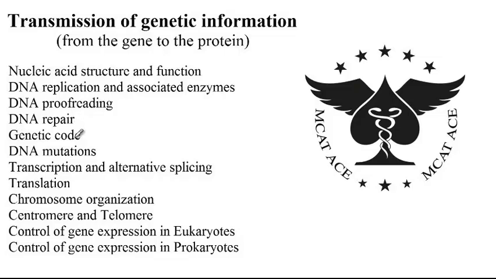Discuss codons and the genetic code, discuss different forms of DNA mutation, processes of transcription, post-transcriptional modification, as well as translation, then discuss chromosomes organization in terms of the heterochromatin and euchromatin, as well as centromere and telomere structure. And then finally we will have control of gene expression in eukaryotes compared to prokaryotes. And then as always we will conclude our lecture by going over some practice questions.